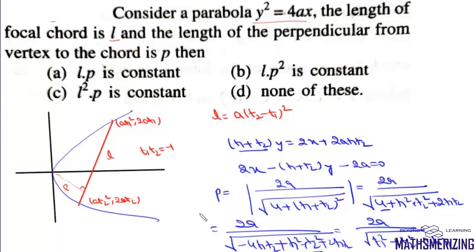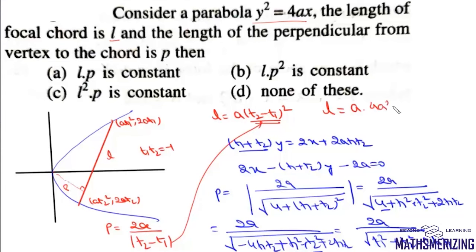So we can simply write this P as 2a upon mod of t2 minus t1. Now we can eliminate t2 minus t1. So we'll just put this value. So we'll put the value of t2 minus t1 here. So we'll get L equals a into 4a square upon p square.